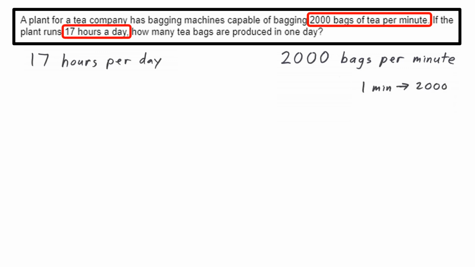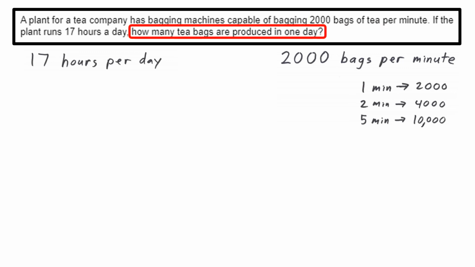If the machine operates for 1 minute, they'll make 2,000. If it operates for 2 minutes, they'll make 4,000. And if it operates for 5 minutes, they'll make 10,000. 5 times the 2,000 per minute. So to find how many tea bags are produced in one day, we need to convert 17 hours per day into minutes per day.